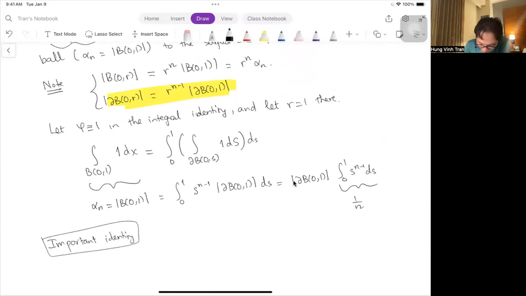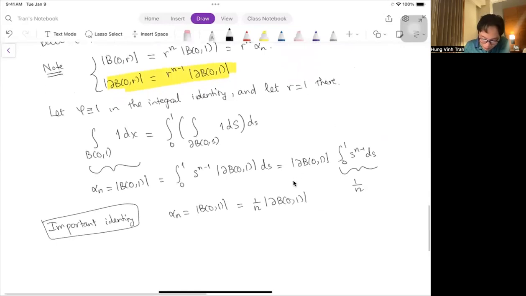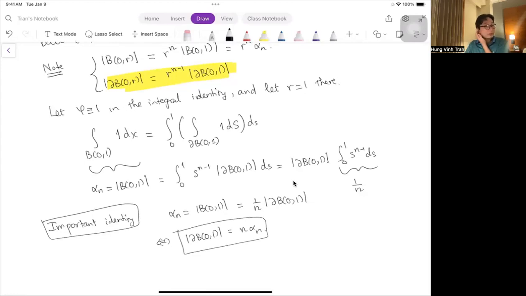That the volume of the unit ball equals 1 over n times the surface area of the unit ball. We are not talking about units here; we omit all the units. Or equivalently, the surface area of the unit sphere is equal to n times alpha n. It's a very important identity.